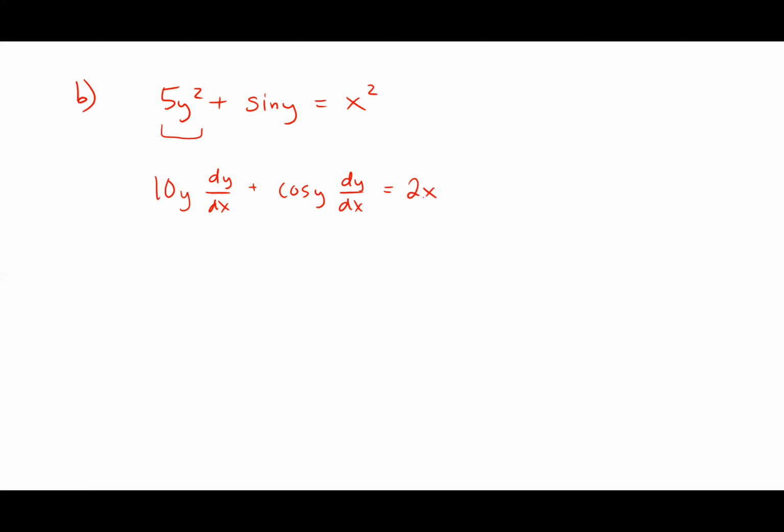Okay, question is, can you solve for dy/dx? Well, there's two of them. They're both on the same side, and I think it's called factoring. We're going to factor out a dy/dx out of this whole thing. So we have a 10y plus cosine y is equal to 2x.